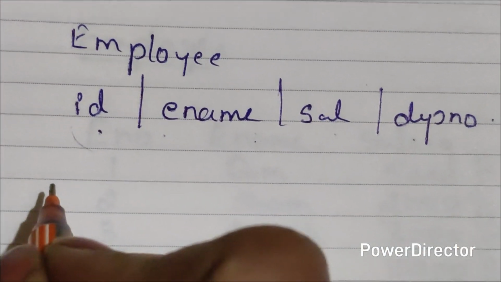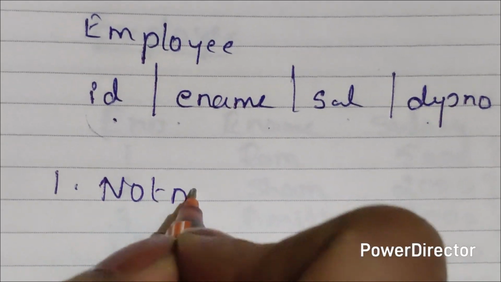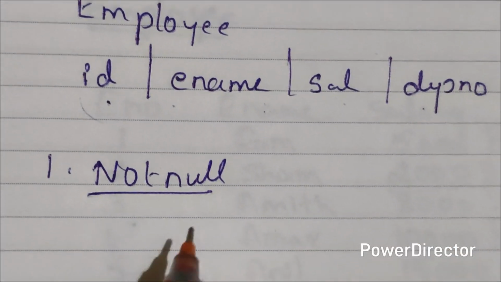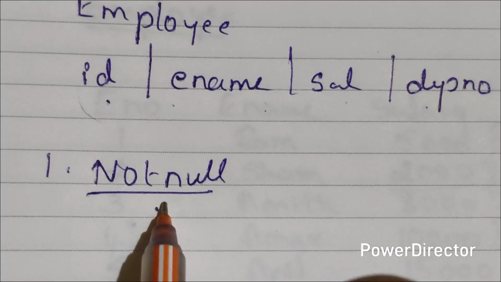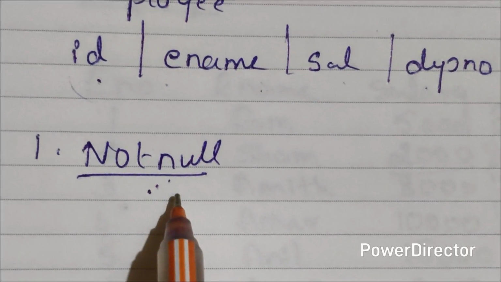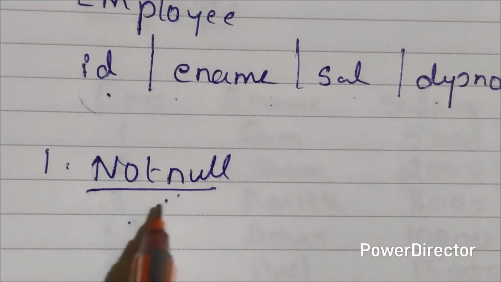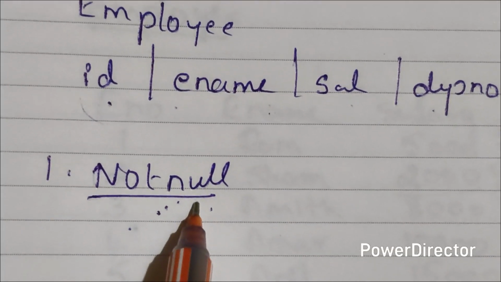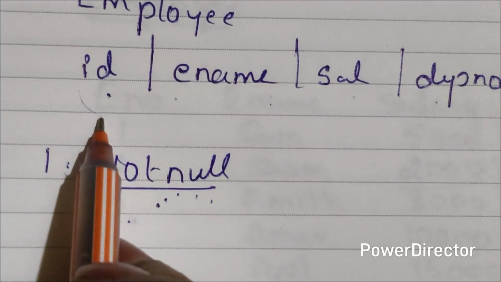The first constraint is NOT NULL. Not null is a constraint in SQL. This not null constraint will ensure that at least some value should be present for an attribute. It should not be a null value. At least some value should be present for an attribute.